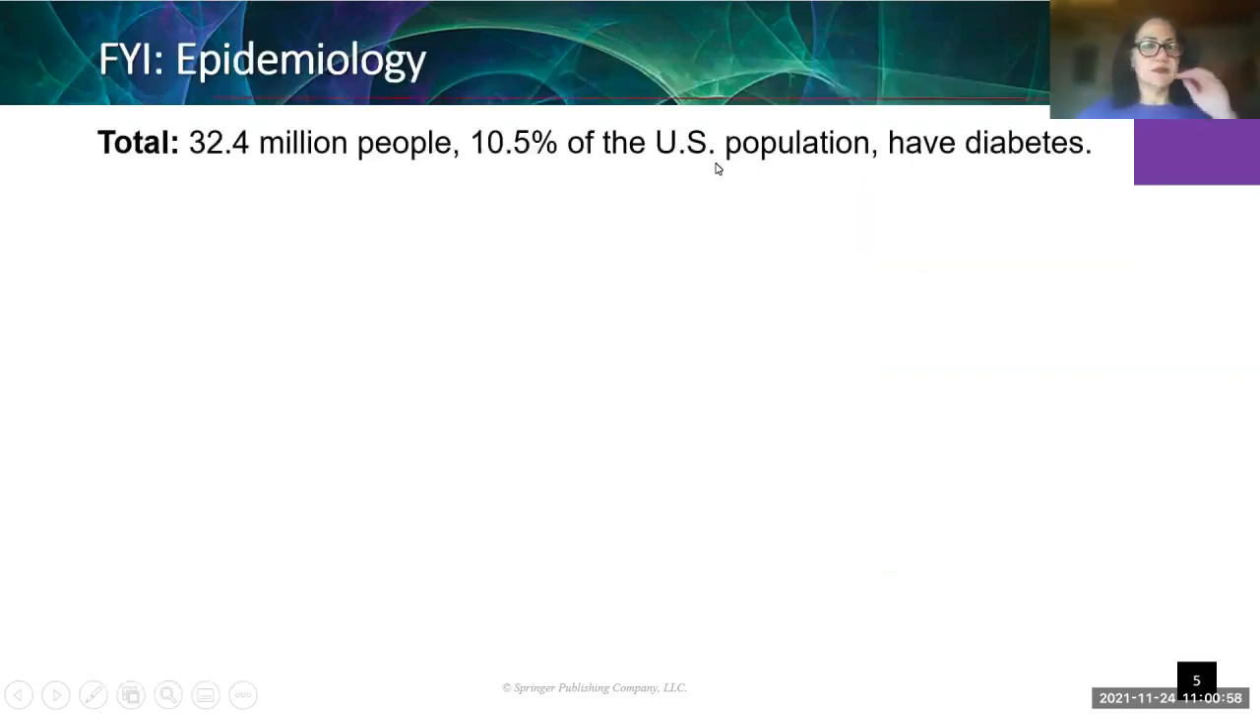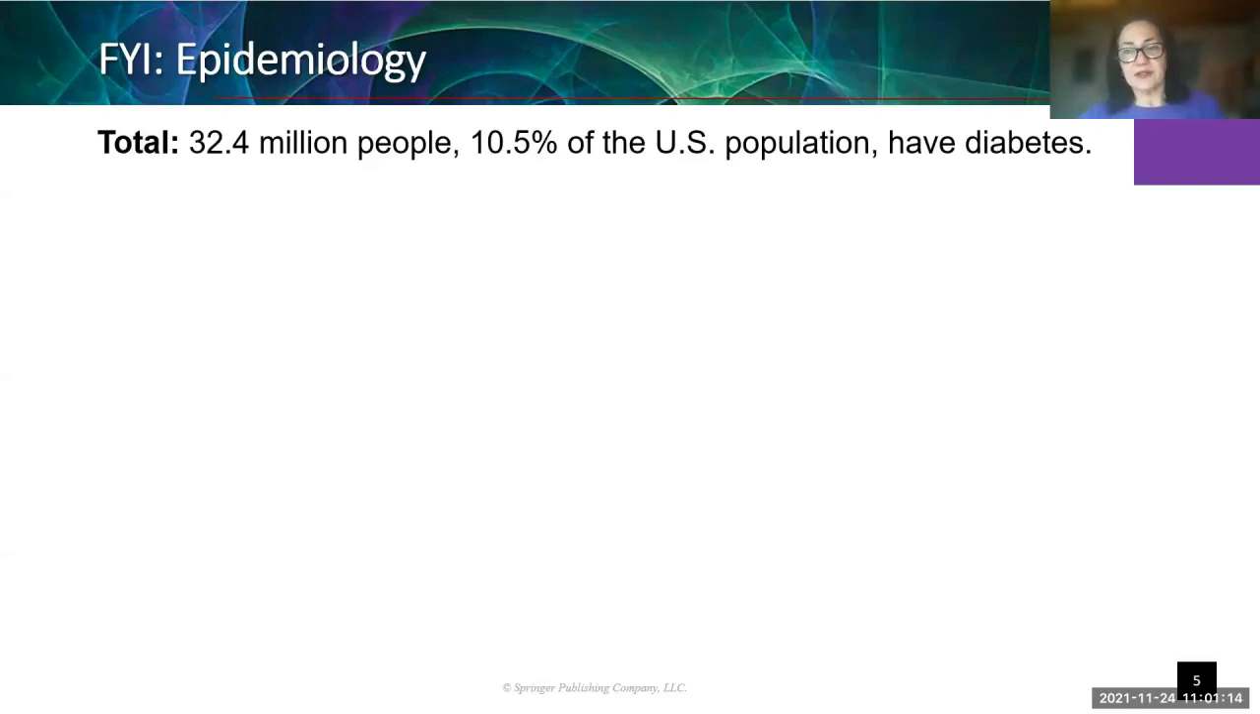A quick review of epidemiology. Why am I spending so much time on diabetes when we have a huge chapter? We could cover all these other disorders. This is why. Over 10% of the population in this country have diagnosed diabetes.